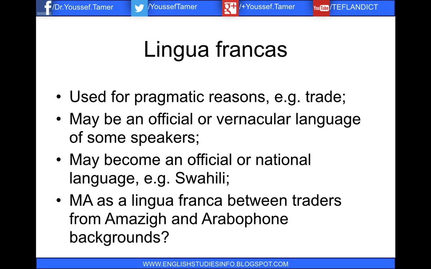Another example worldwide for a lingua franca is, for instance, English. For people coming from different countries who don't speak the same language, when they want to do business, that's what happens. They speak English. It's a lingua franca worldwide.